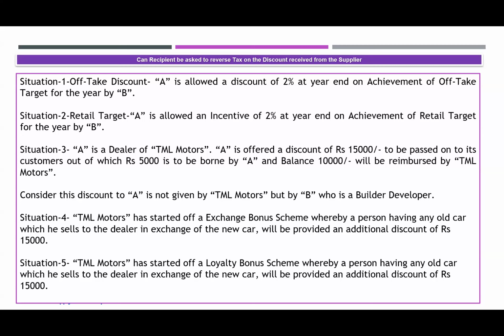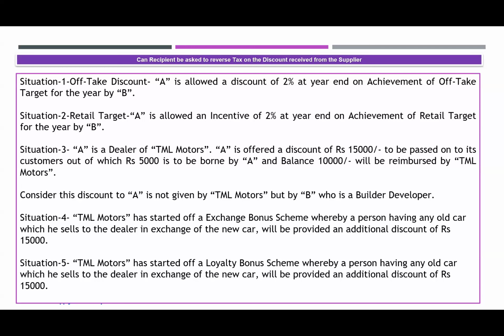Still, the intent is that the amount is being reimbursed by the original equipment manufacturer to the distributor. However, the contrary view can be that this 15,000 is being given as an incentive for a separate activity being carried on, because the inherent value of the new car has not been reduced, but this is an additional amount which is being given for the old car which was there.